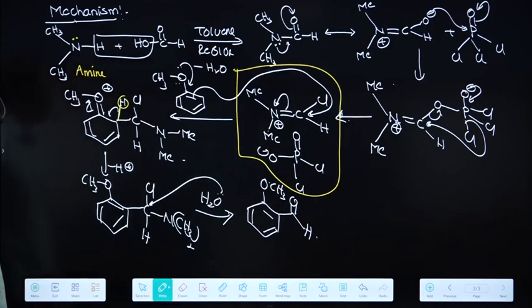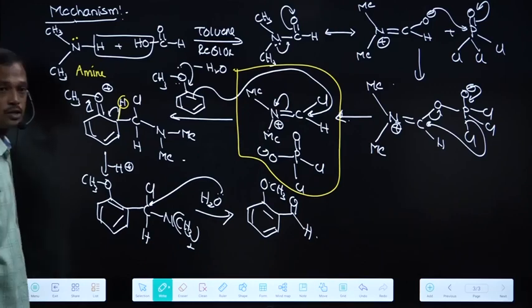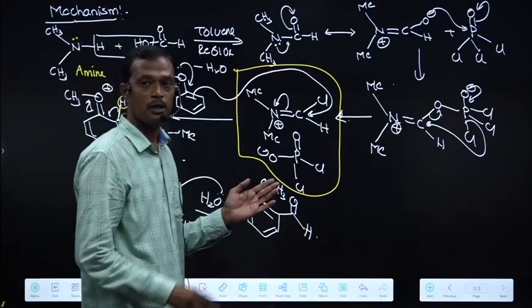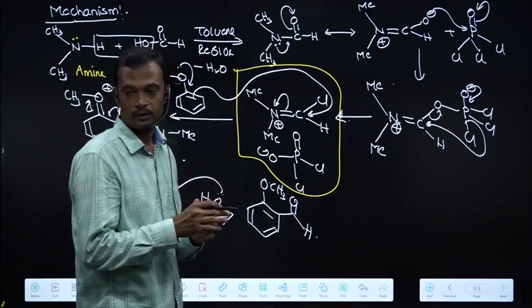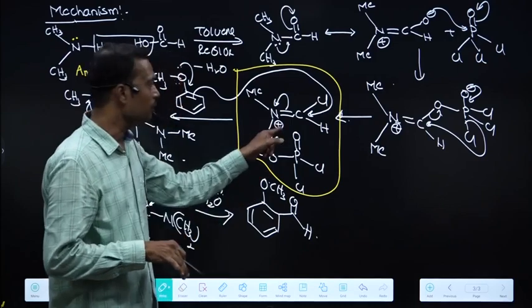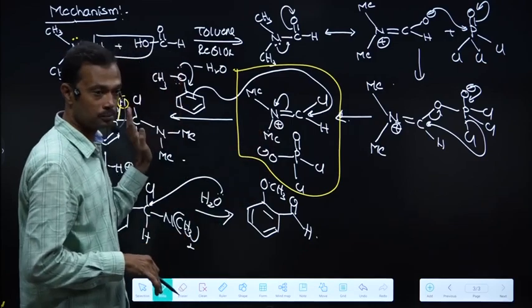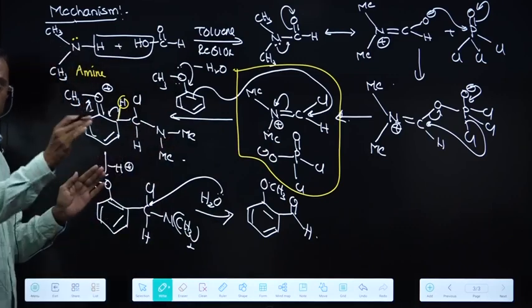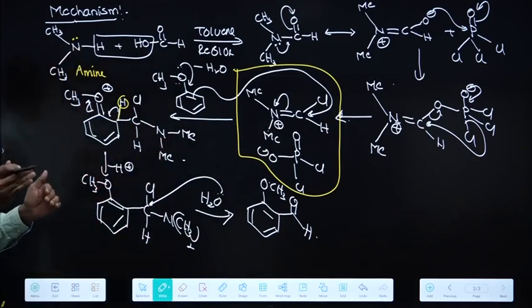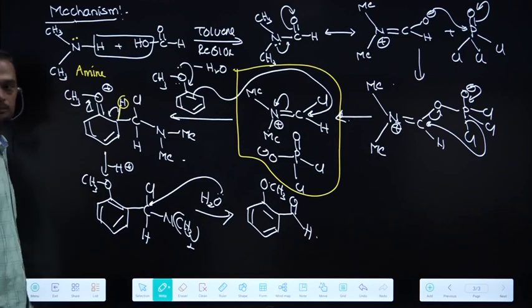It looks like a Mannich intermediate or not? Looks like the Mannich intermediate? Yes. In the Mannich reaction, what is the intermediate? Iminium. Is the iminium attacked by enol or enolate? Enol. But here the iminium is attacked by an aromatic system. That is the difference. Like that you need to compare one reaction to another reaction. If you compare the differences, then you can remember very easily.